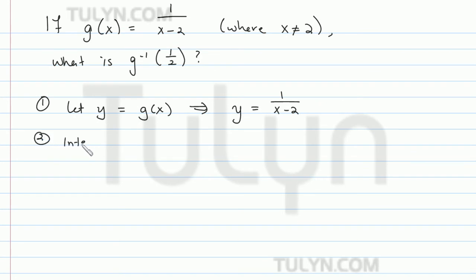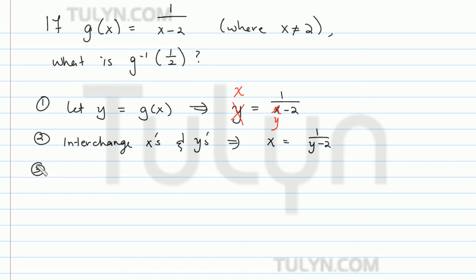The second step is you want to interchange the x's and the y's. So in this case, where you see a y, you want to replace it with an x, and where you see an x, you want to replace it with a y. So let's do that. What we have is x is equal to 1 over y minus 2.